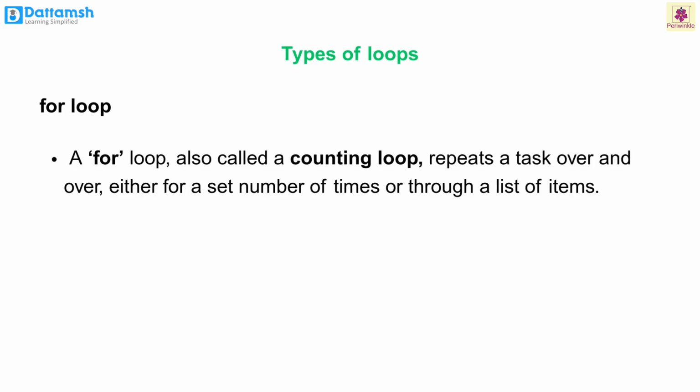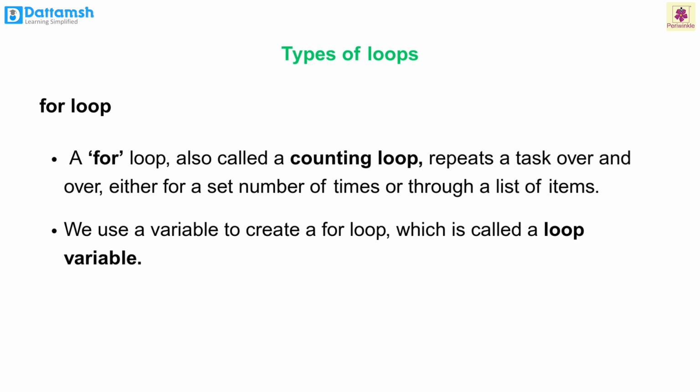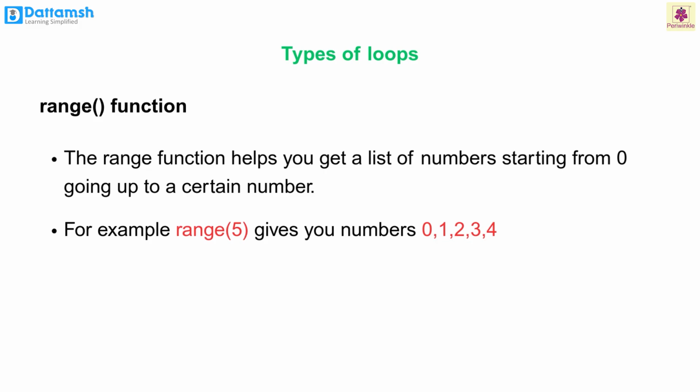For loop. A for loop, also known as counting loop, repeats a task over and over either for a set number of times or through a list of items. We use a variable to create a for loop, which is called loop variable. The range function helps you get a list of numbers starting from 0 going up to a certain number. For example, range 5 gives you numbers 0, 1, 2, 3, 4.